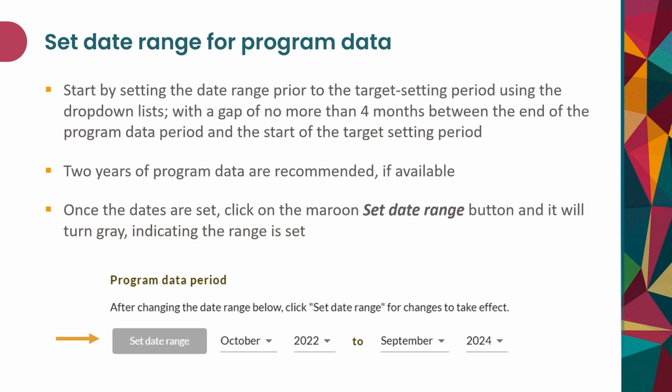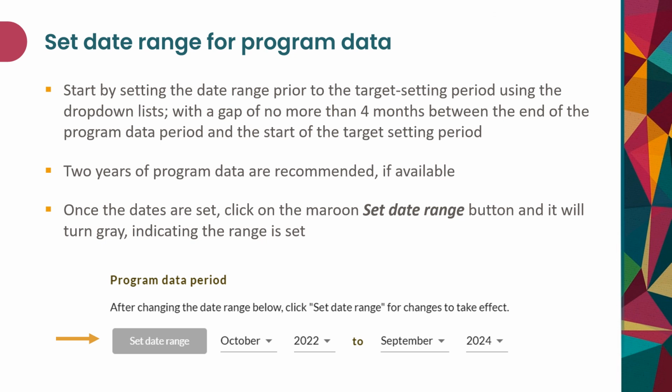To begin this module in the tool, you can use the Set Date Range button to set the period for which you have program data. Use the drop-down lists to specify the months and years, keeping in mind that the gap between when your program data ends and the first month of your target setting period begins cannot be longer than 4 months. We recommend adding 2 years of program data, but any prior data is better than none.